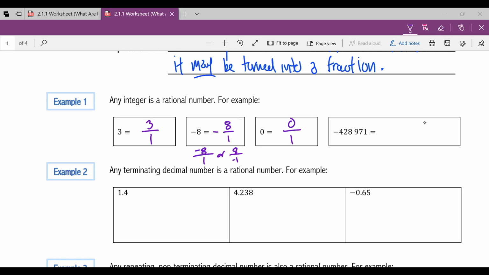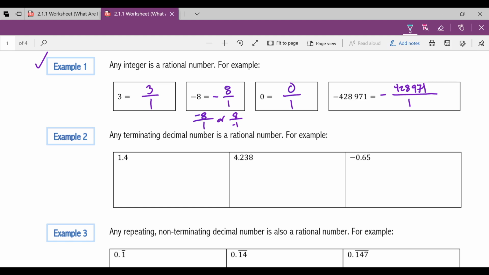And then if we get even a big ugly number like this one here, no big deal. Draw the fraction line, put 428,971 in the numerator and put 1 in the denominator, and boom, you have made this a fractional version of the integer. Cool. So there's the first example. Any integer is rational by definition.